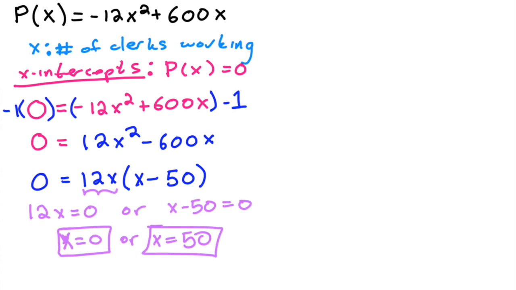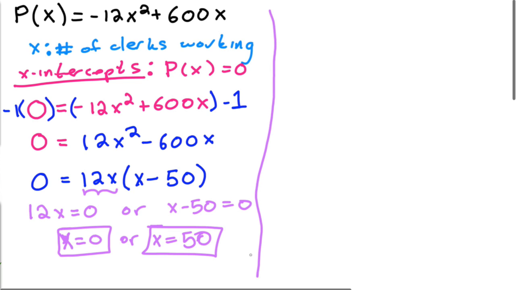Those are the number of clerks working that would produce 0 profit. If you don't have any clerks working, you have 0 profit because nothing is getting done. But if you have too many clerks, then that's also 0 profit because you have to pay everyone.